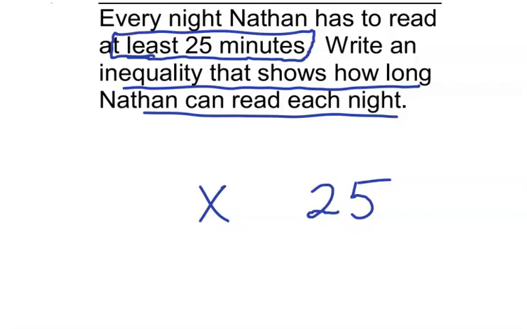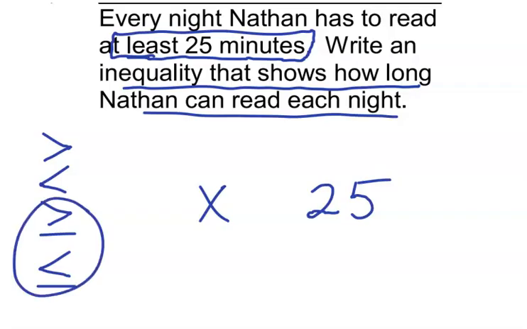So if that's the case, we have this greater than, less than possibility: greater than or equal to, or less than or equal to. Okay, they're all kind of blending together there, but those are our options. So we can do exactly 25 minutes. So it's going to be one of these, greater than or equal to or less than or equal to. So I'm going to put the little line underneath it. And then Nathan can read at least 25 minutes. Can he read 26 minutes or 27? Yes, he can read more than 25 minutes, but he can't read less than that. So x has to be greater than or equal to 25.